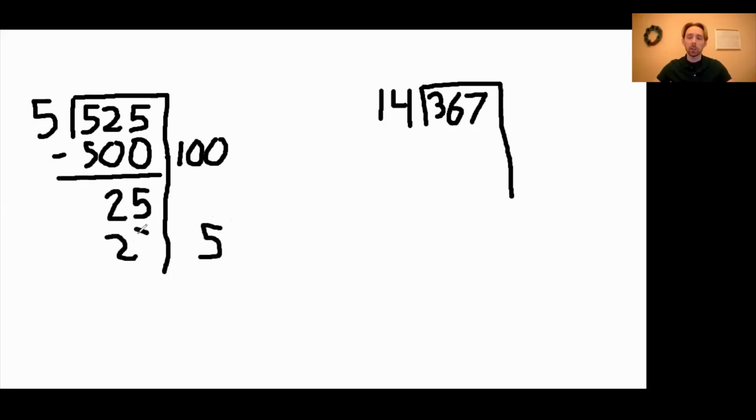So that gives us 25 minus 25. So now we don't have anything left over. Now, to complete the problem, you're going to take your 100, your 5, and add those together, and you're going to get your final answer, which is 105. Now, if you were to take 105 and multiply it by 5, you're going to get 525. If you want to check that on your own, you're definitely more than welcome to do that.